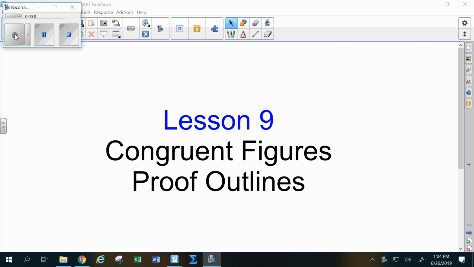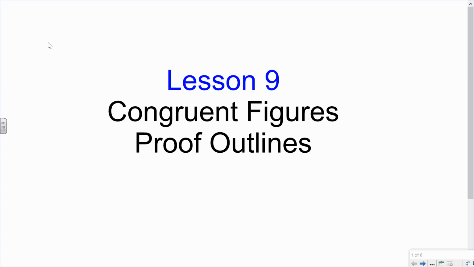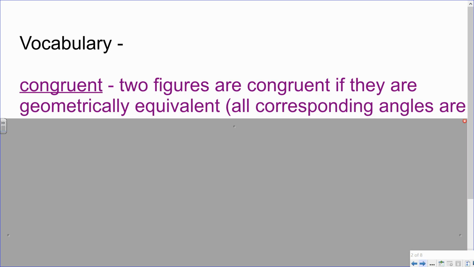Today we're reviewing what we ended last year with, the ways to prove that triangles are congruent. So we're going to be reviewing all of those postulates that had all those letters as the abbreviations for different things. What are the things that we use when we are doing our proofs? So let's get started with getting some vocabulary written down.